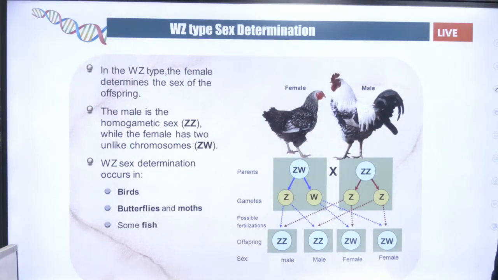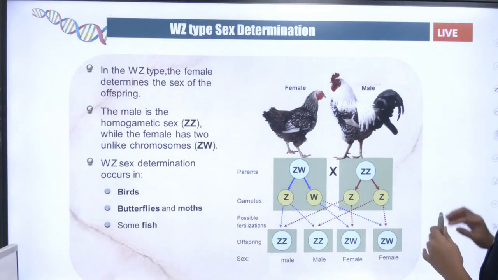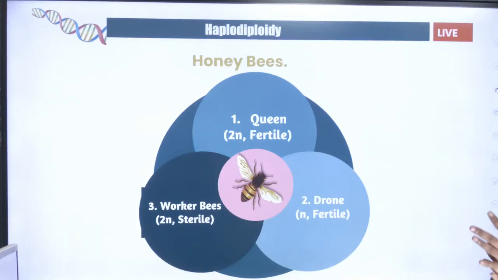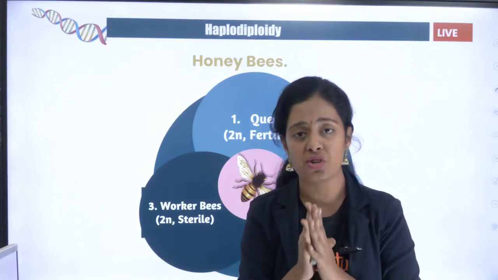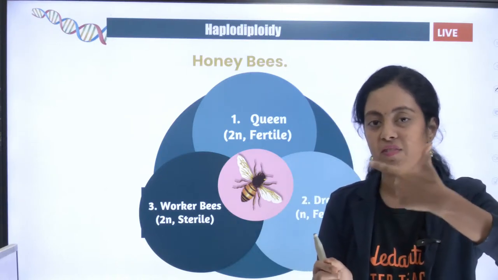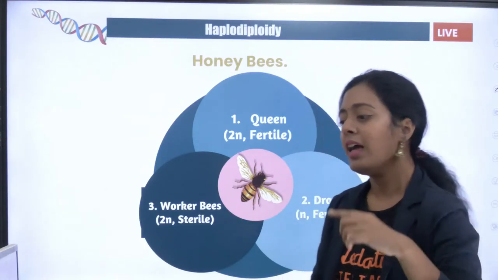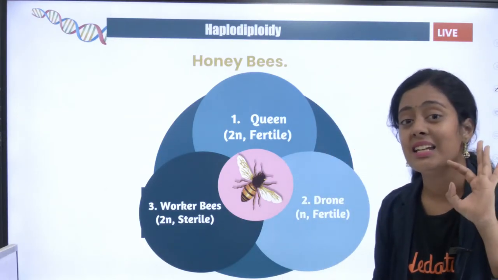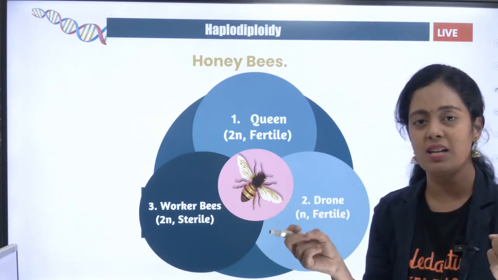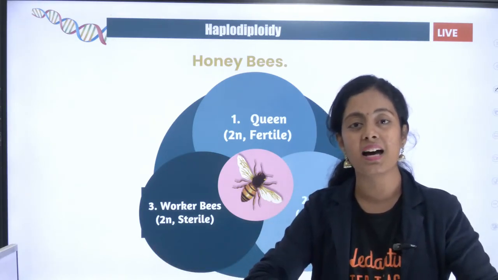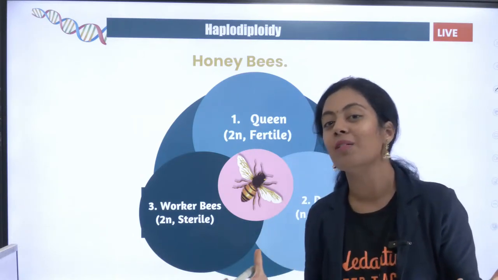And the homogametic, heterogametic, if you write it two or three times, you will understand it very clearly. Now we are going to see the haploid diploid type of sex determination. The first type we finished. Now we are going to see the second one. And where is this seen? It is seen in honeybees. Honeybees are beautiful social organisms, correct? We cannot see such an organized insect like them, correct?